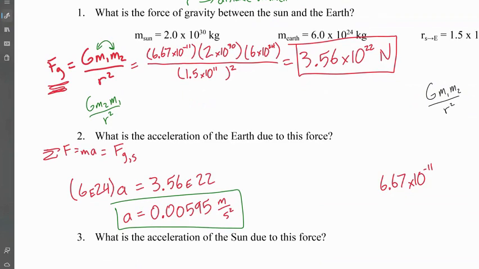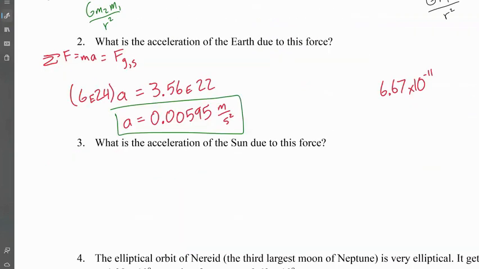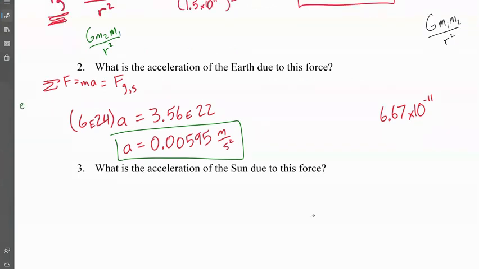All right, moving on. What is the acceleration of the sun due to this force? Okay, so here we're looking at a similar thing, right? This is what we were talking about with Newton's third law. We just looked at the Earth. Now let's look at the sun. So the sum of the forces on the sun is the mass of the sun times its acceleration, force of gravity, and this time it's what's exerted by the Earth.